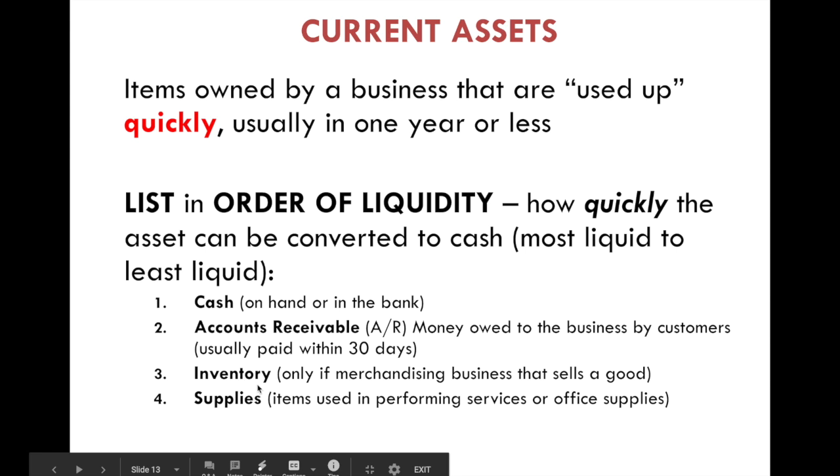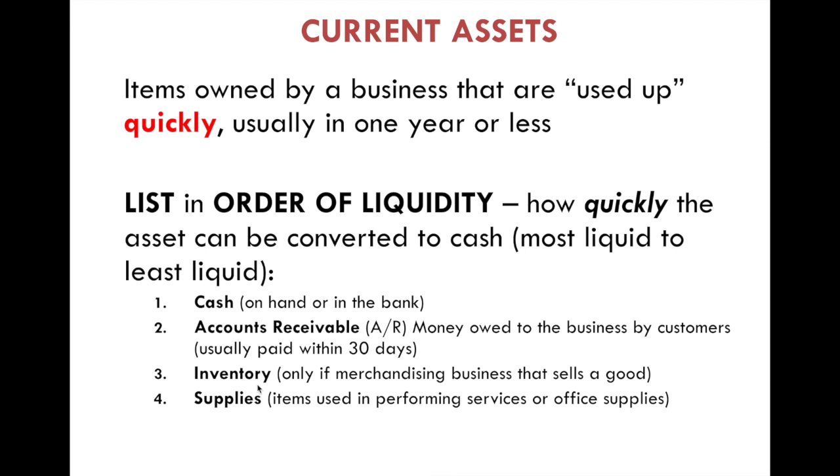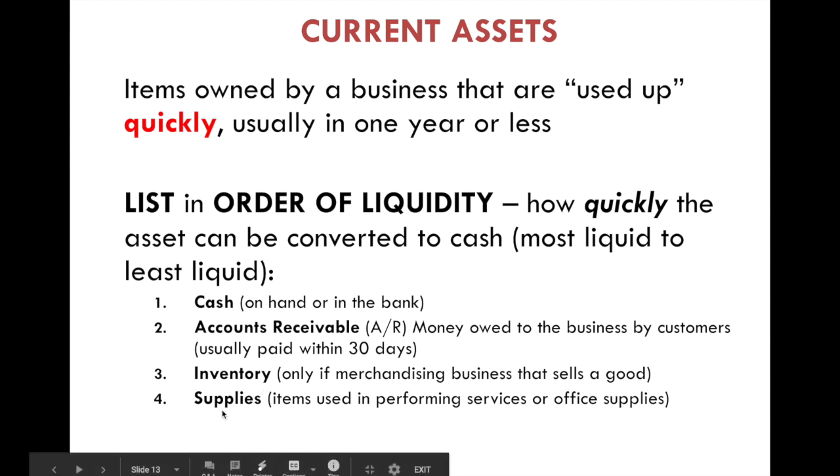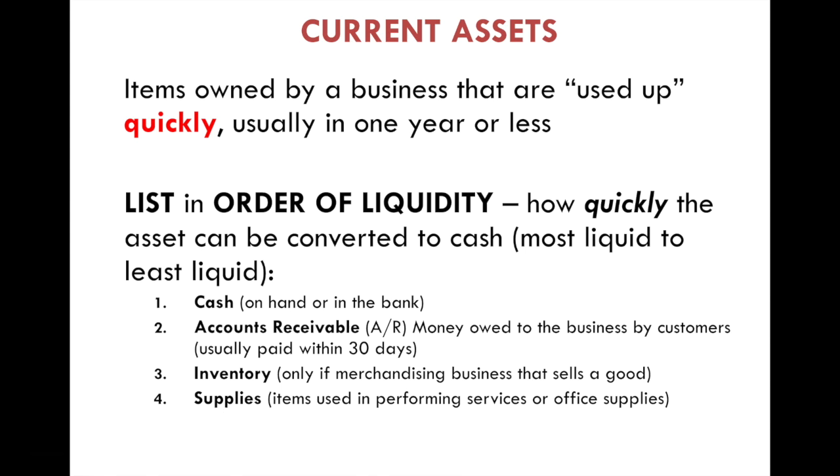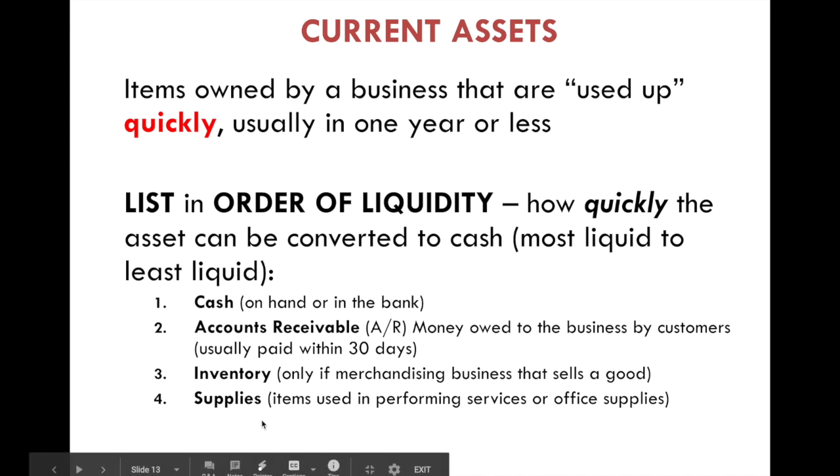Now, supplies is different than inventory. Inventory is what businesses sell to customers. Supplies is what businesses use to conduct their daily business. So this could be paper, pens, highlighters, stuff like that. There's a pretty broad umbrella that covers both of these things.